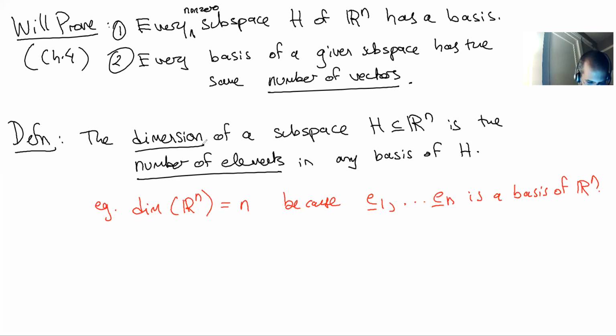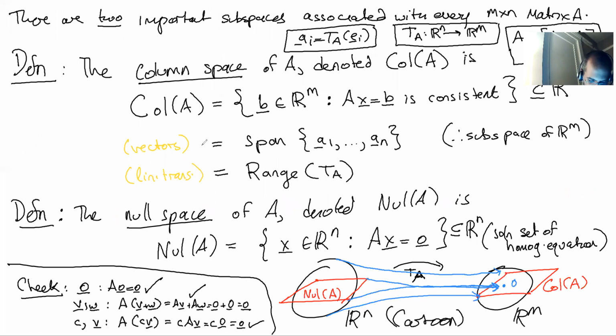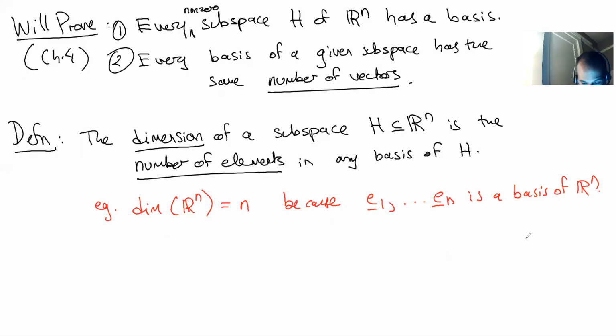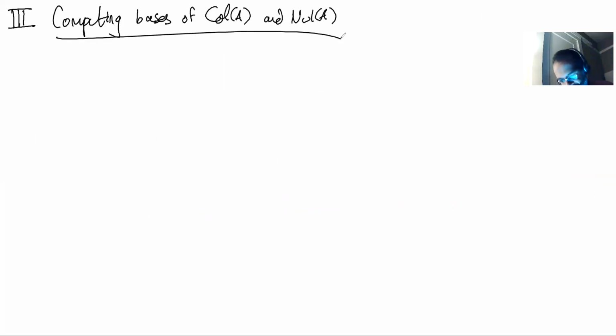Okay, so what have we achieved? We've defined a subspace, we've defined a basis, and we've defined 2 interesting subspaces, the column space and null space of a matrix. So the final thing I want to present is how do you actually find a basis of the column space and find a basis of the null space of a given matrix. Let's begin with the null space. It's actually easier.